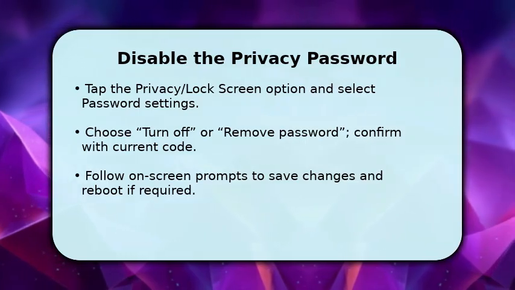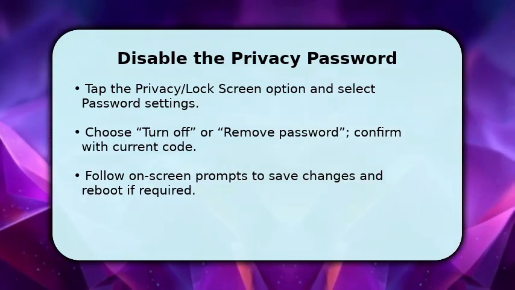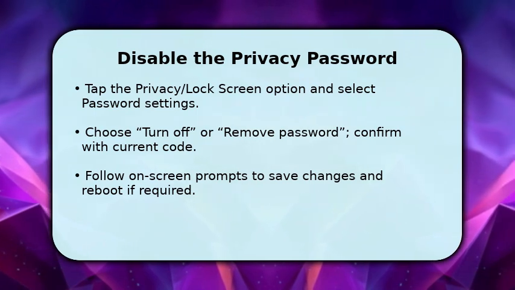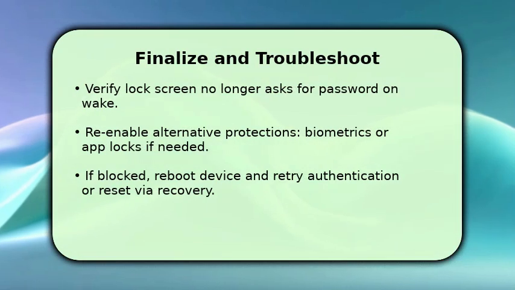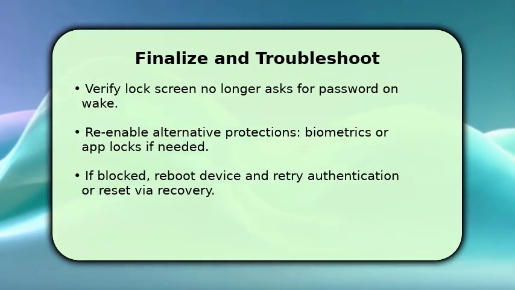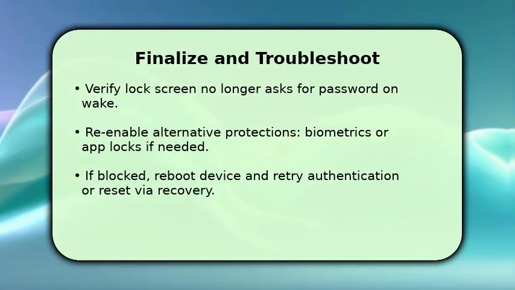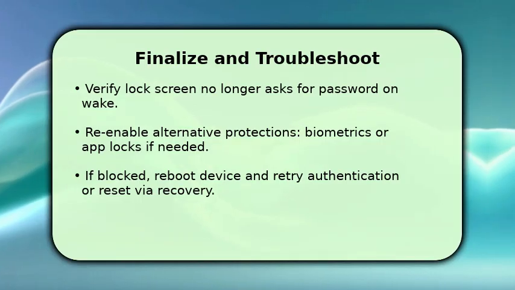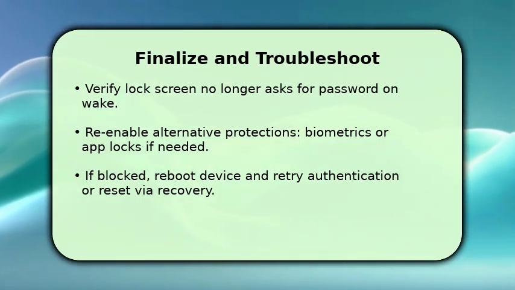Make sure to save changes and allow the device to finalize settings before leaving the menu. You finish by testing the lock screen, wake the device and confirm it no longer requests the privacy password. If you still want protection, make sure to enable biometrics or individual app locks so sensitive data stays safe.